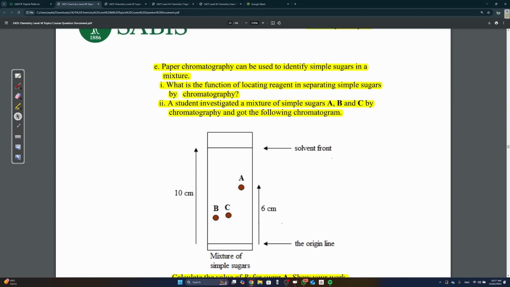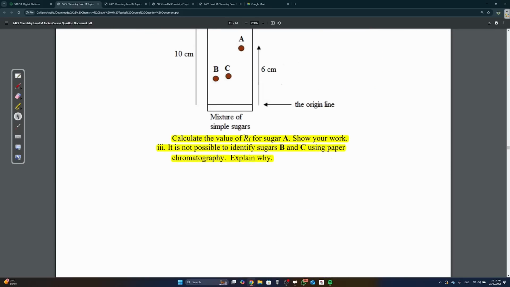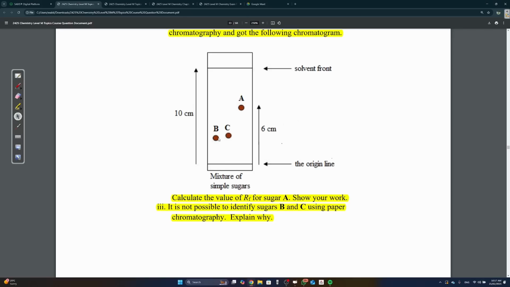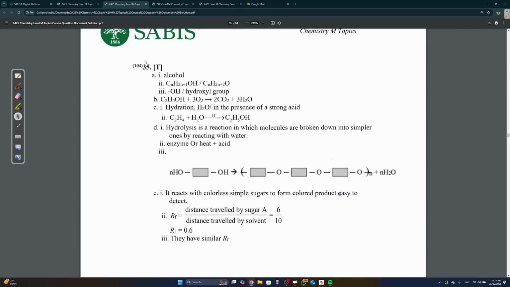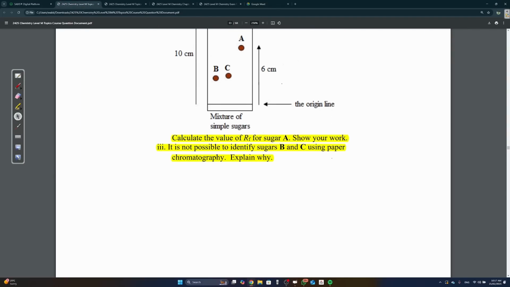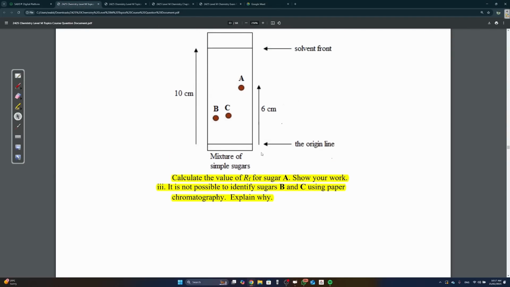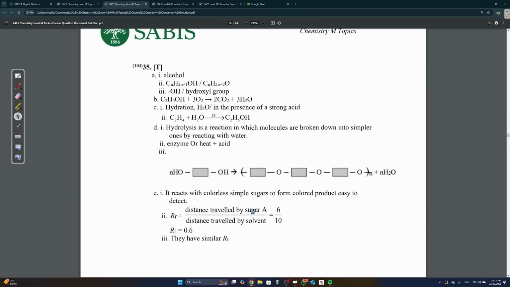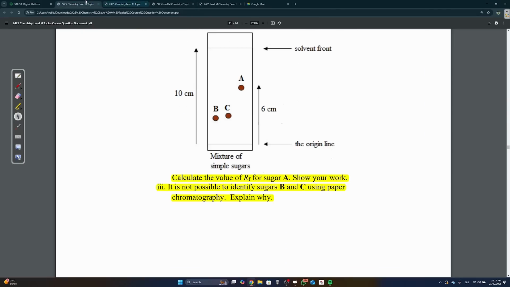If it were to come, a student investigated a mixture of simple sugars A, B, and C by chromatography and got the following chromatogram. Calculate the value of RF for sugar A. Sugar A, 6 divided by 10. It's not that hard, 0.6. Remember, it's the distance traveled by A divided by the whole solvent. It is not possible to identify sugars B and C using paper chromatography. Explain why. I don't know why. They have similar RF. Okay, makes sense.